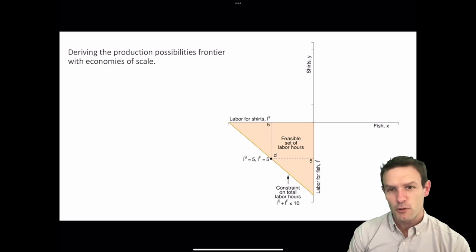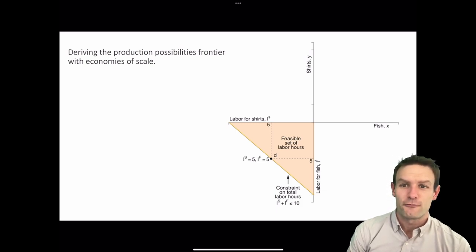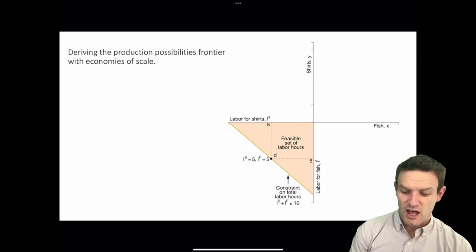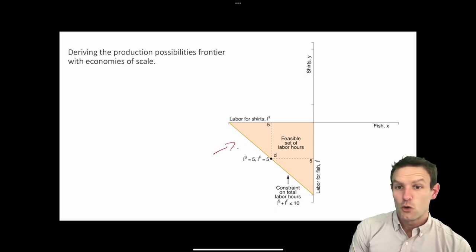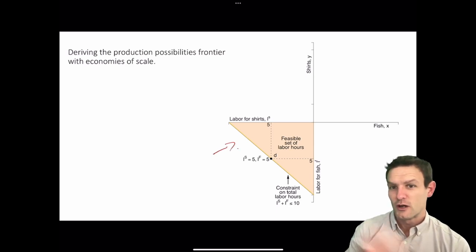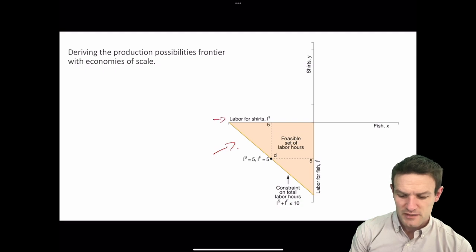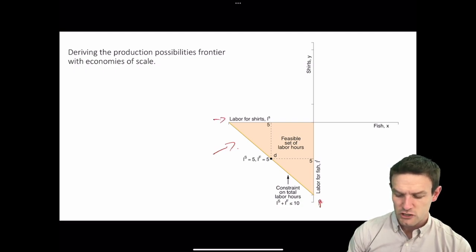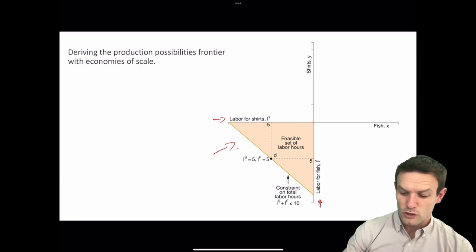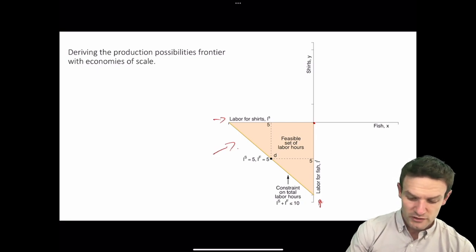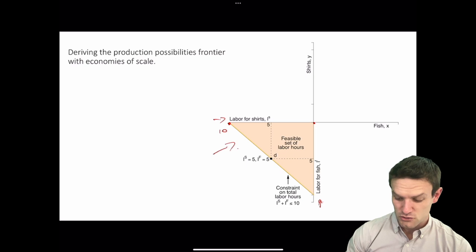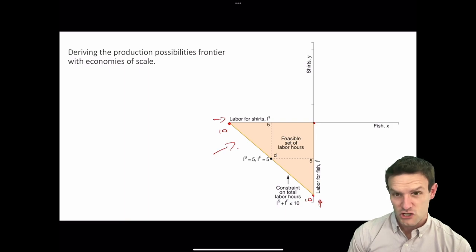Okay, so let's start putting these together. We are going to use what we call a four-quadrant diagram here. With this four-quadrant diagram, we're going to start with this part over here, which is exactly the same figure we looked at a second ago, just flipped over. We've got the labor for shirts on the x-axis and the labor for fish on the vertical axis. And so what you want to think of here is that this is 0 hours spent on either of those activities. Over here, we're spending 10 hours on producing shirts. Over here, we're spending 10 hours on producing fish.